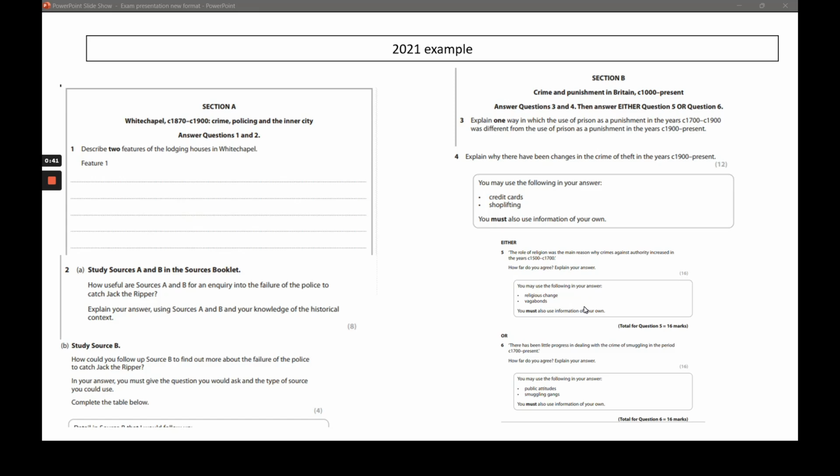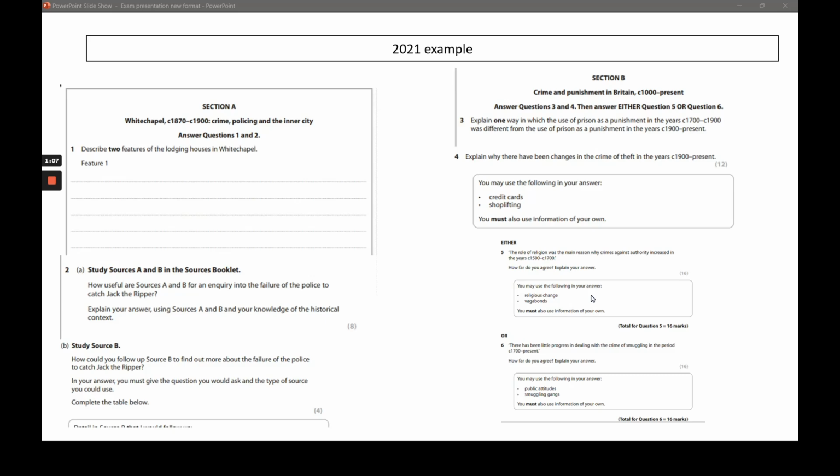So this is what every single question on the exam paper looks like. I've copied and pasted it. So the first 3 are on Whitechapel and the next 3 are on Crime and Punishment. However, it's important to look at the amount of marks they're worth. So this one is 4, 8 and 4. So that's 16 marks for Whitechapel, and it goes 4, 12 and 16. So that's 32 marks for Crime and Punishment.